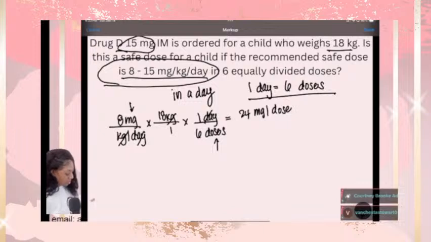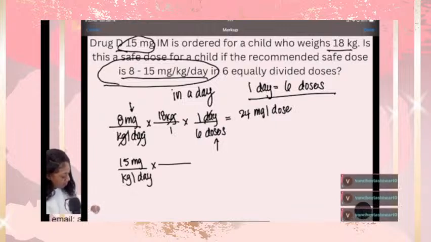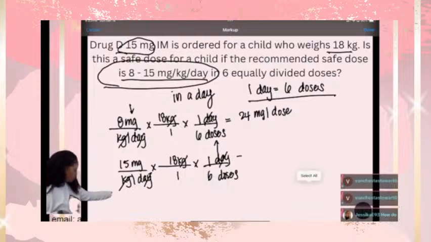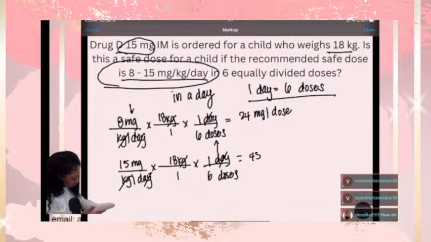Okay? And if we do 15 milligrams per kg per day, do it the exact same way. 18 kilograms on the top. Kilograms have now crossed out. Then one day, 6 doses. Day is crossed out. So that's 15 times 18 divided by 6? 45 milligrams per dose. All right, so now we have our range, okay?